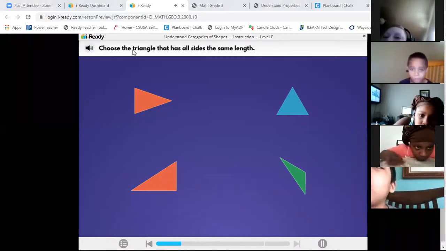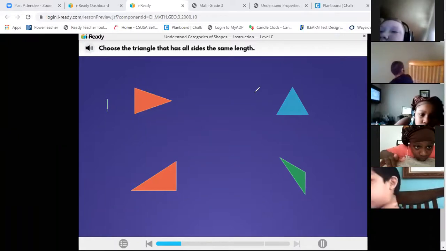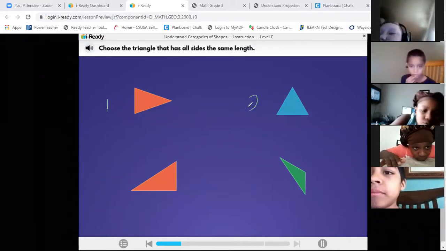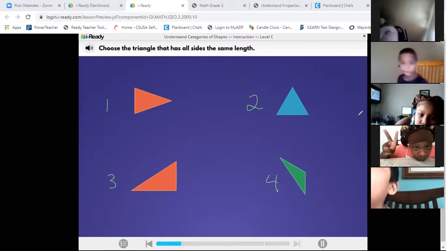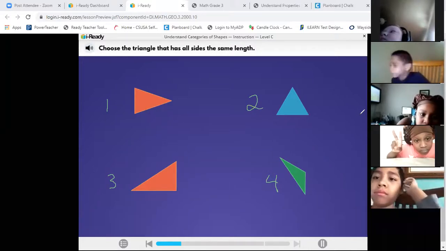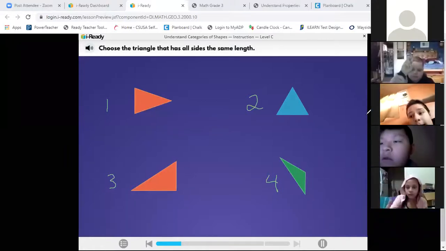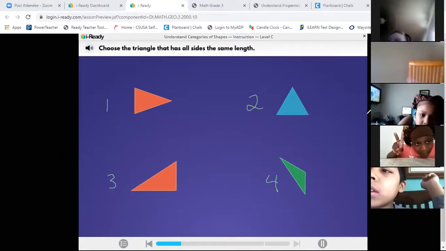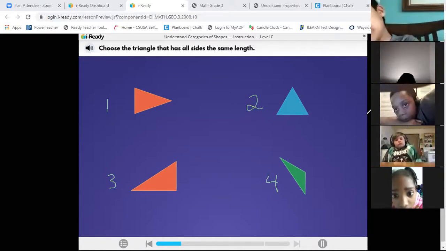All right, so now we're choosing a shape that has all sides that are the same length. So we have triangle number 1, triangle number 2, triangle number 3, triangle number 4. Which one has a triangle that has the same length on all 3 sides? 1, 2, 3, or 4. Let's see. Choose a triangle. All the sides have to be the same.